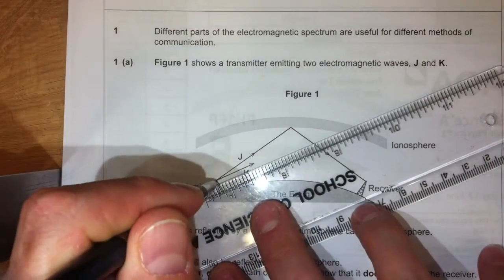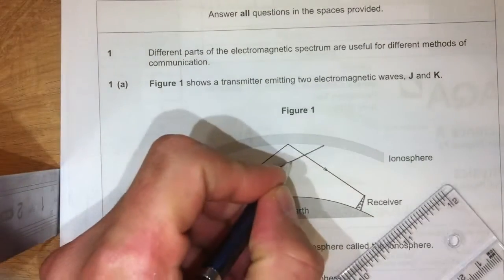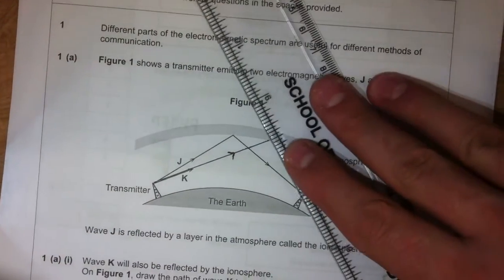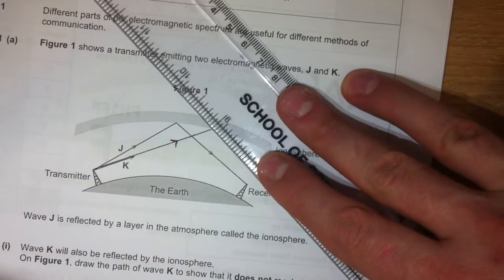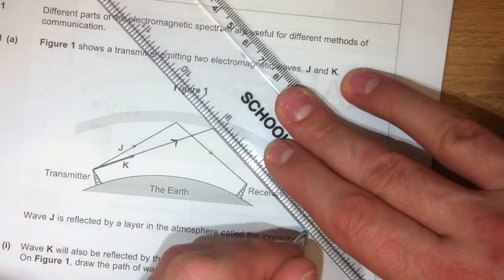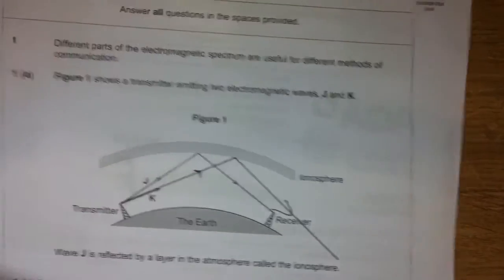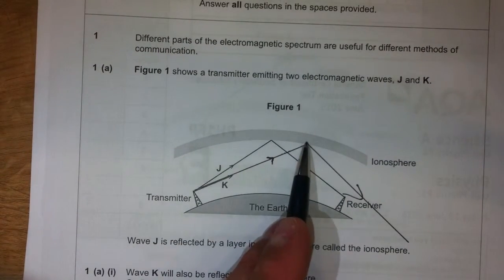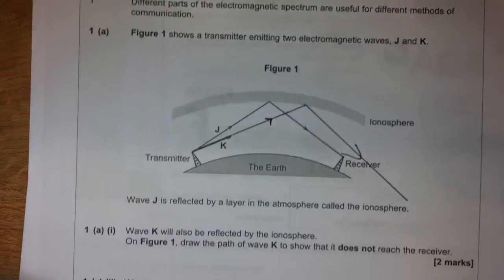Straight lines, remembering like light, electromagnetic waves travel in straight lines. Show it hitting the ionosphere, and then, as you can see, it is reflecting off there at an equivalent angle. Remembering the angle of incidence is equal to the angle of reflection. So that shows quite clearly the two lines that you need to show. One line hitting the ionosphere, and then one reflecting down. So that would get you 2 marks.